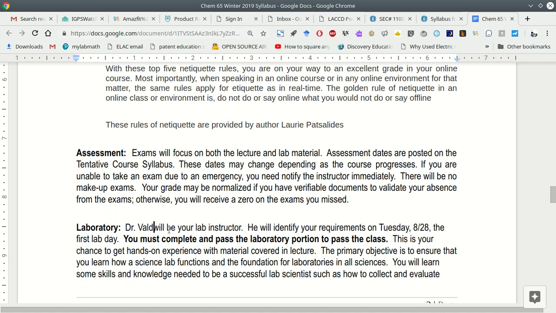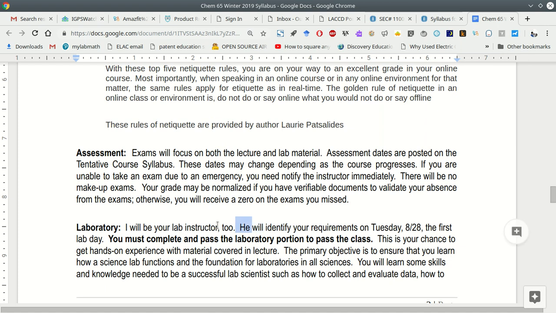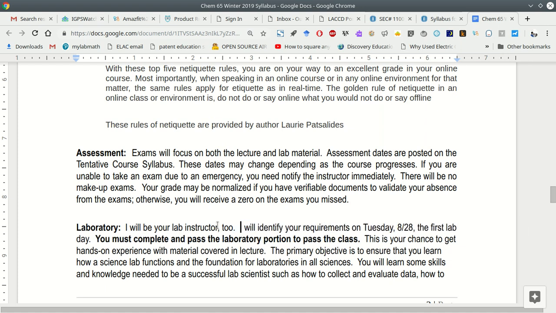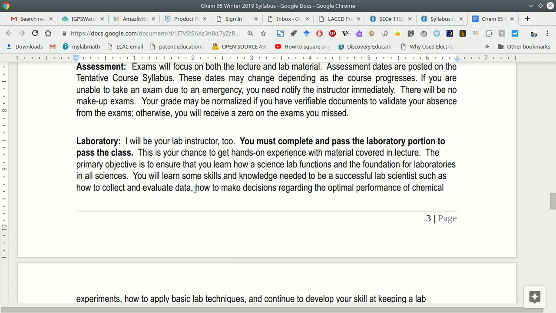In the lab, I will be your lab instructor. I am identifying your requirements right now. All right. So let me just take this sentence out. You do have to complete and pass the lab portion to pass the class. If you don't complete the lab portion, you can't pass the class. You have to do all the labs.